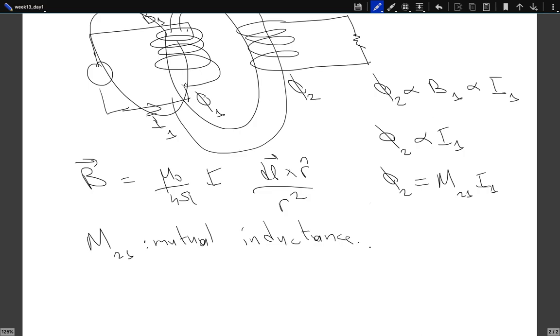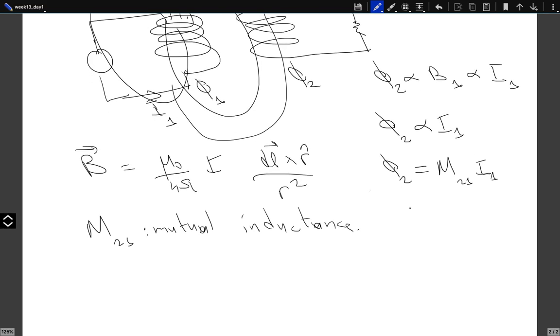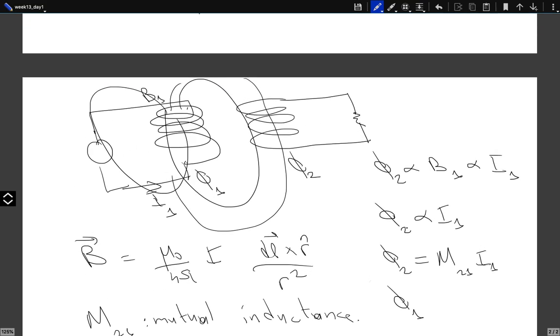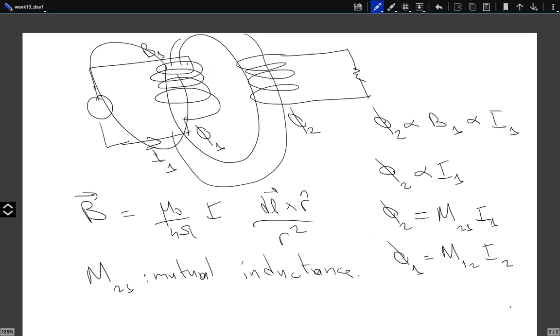What if there was a current running in the second? Well, if there is a current running in the second system, let's suppose you send the current through this conductor. This will create a magnetic field. And this magnetic field will be non-zero here. So there will be a magnetic flux created in the first coil. And so the magnetic flux created in the first coil will be proportional to the current that you send from here. So phi 1 will be M12 times I2. Doesn't it affect the flux in itself?